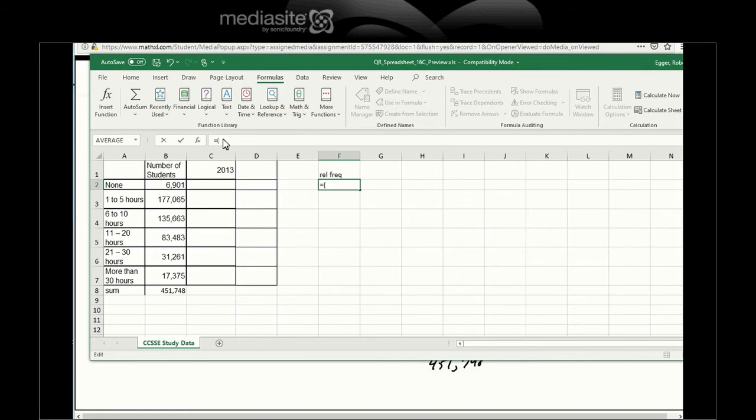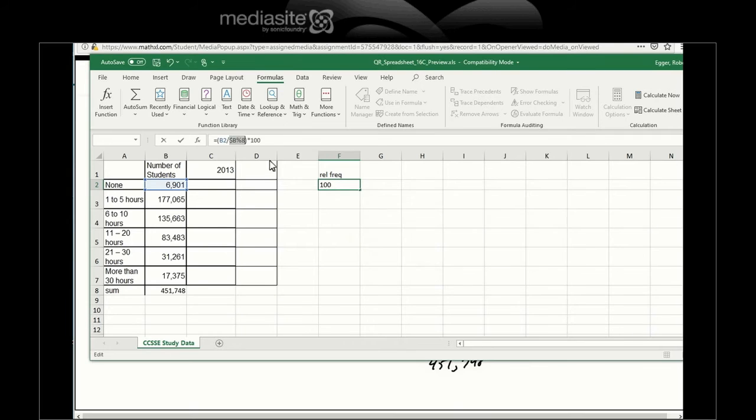Okay, relative frequency. Like I said, that would be equal to, let's make a little equation, the quantity of numbers divided by the total, and we don't want that one to move, so I'm going to anchor it. Now times that by 100.